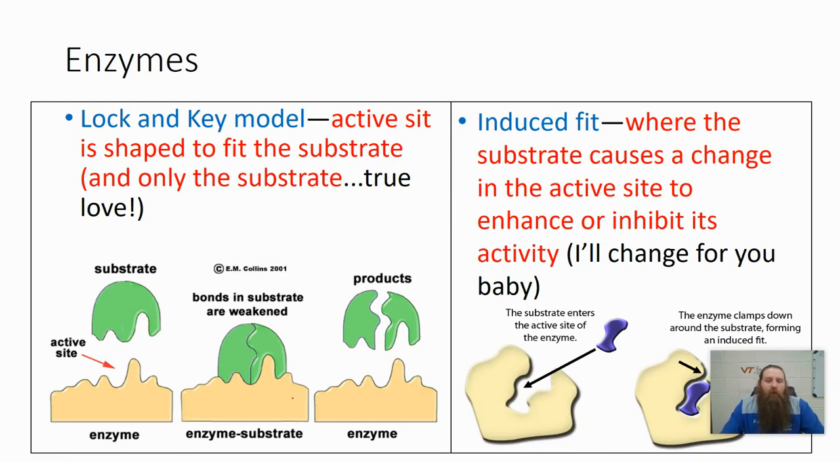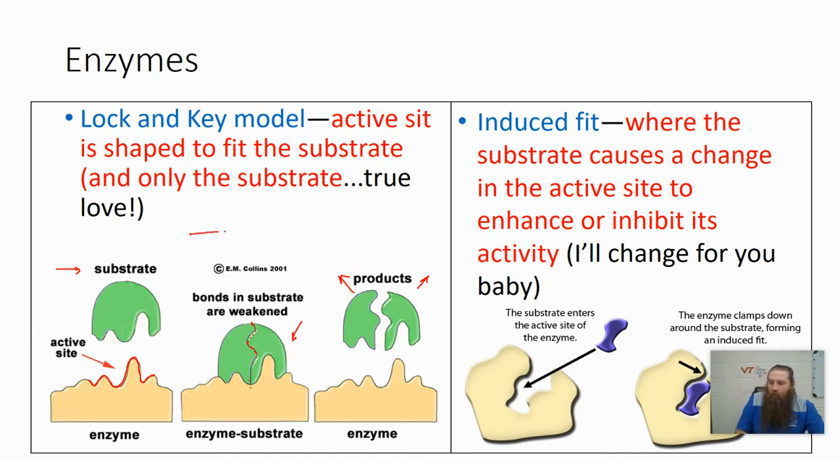The first one is called the lock and key model. I have a substrate here, right? This is the lock and key model. It's going to match this active site. So again, the active site is always on the enzyme. So there's my active site. And when the enzyme and the substrate meet, they bind tightly. And usually the enzyme actually moves a little bit, and that's going to weaken some bonds. So here we can see that there have been bonds weakened in our substrate. And then they can break away, and I have two products from one substrate.